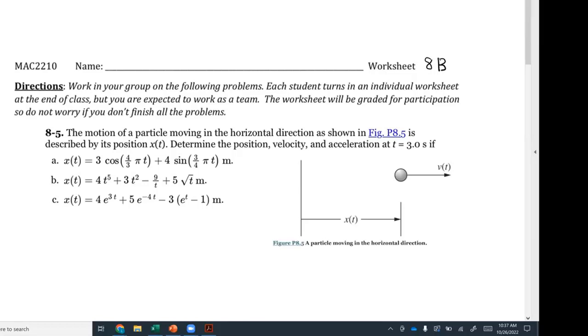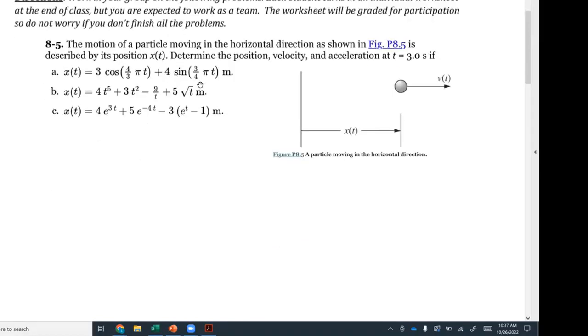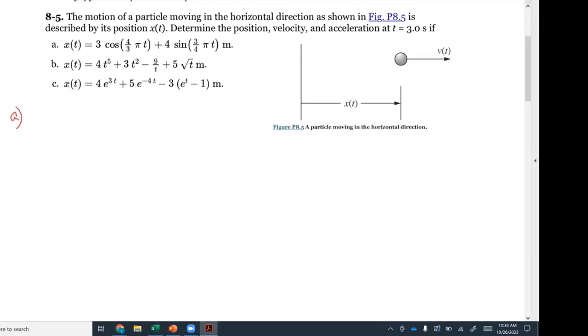All right, so we're gonna do worksheet 8B. We basically have this picture of a particle moving in a horizontal direction. And we want to find position, which we're being given, velocity, which is the first derivative, and acceleration, which is the second derivative, or the derivative of velocity, at t equals 3 seconds.